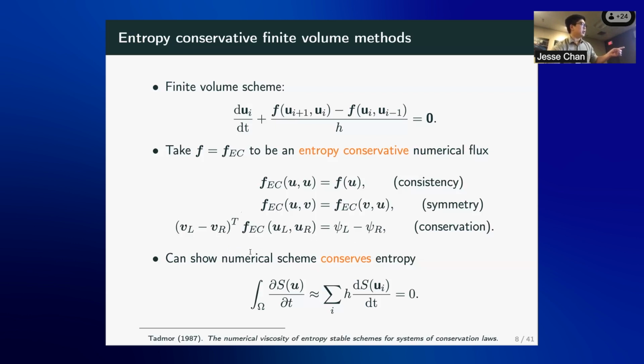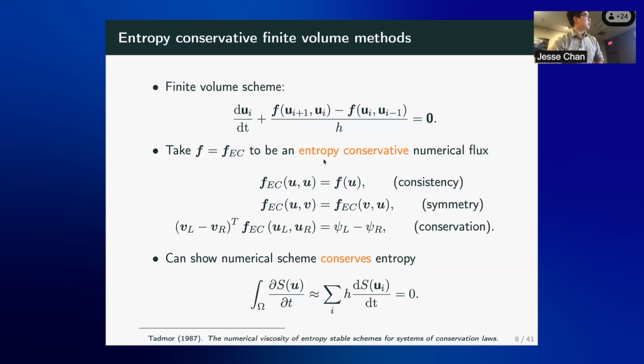If you have these three conditions, then you can show that this finite volume scheme conserves entropy, or at least it conserves a discrete analog of entropy. And if you slap a dissipation term on the right-hand side, then you get entropy stability. So this is our baseline.